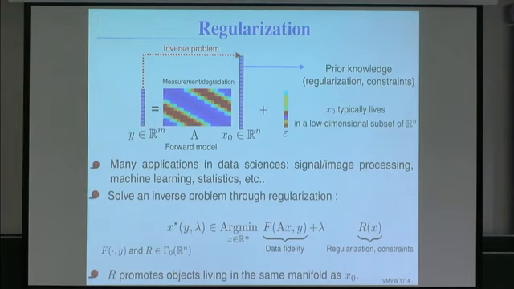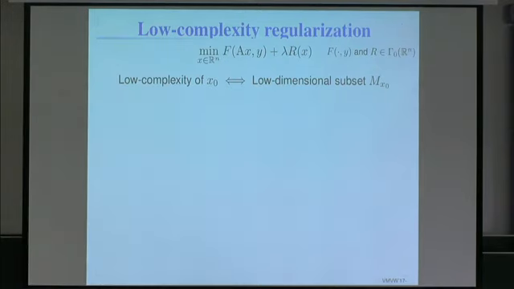Okay. And R is built in such a way that it will promote objects that live in the same subset as x0. I'm saying here the manifold, it should be a set, it's not necessarily a manifold. Okay. So what I intend by low complexity of x0 throughout the talk, just to recap, is the fact that typically the object x0 will belong to some low dimensional subset of the whole space. I'm going to denote it as M_x0.